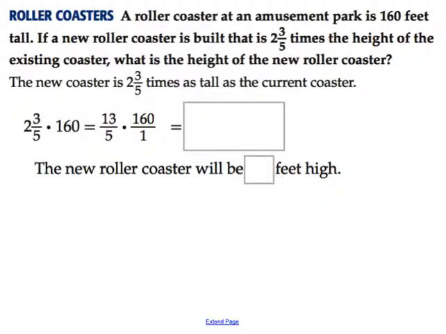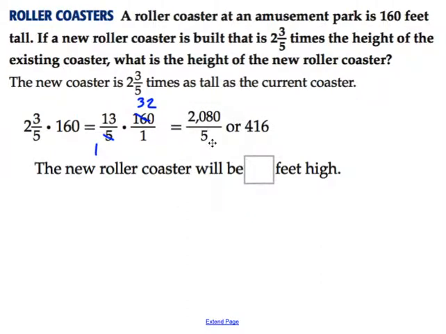And in this one, 5 goes into 160, right? We can cancel here, and we can cancel here. That goes into there, let's see, 32 times, I believe it is. So then when we multiply across 13 times 32, we end up with 2080 over 5, but we had already reduced that. You should get 416 when you multiply 13 times 32. So the new roller coaster is going to be 416 feet high.